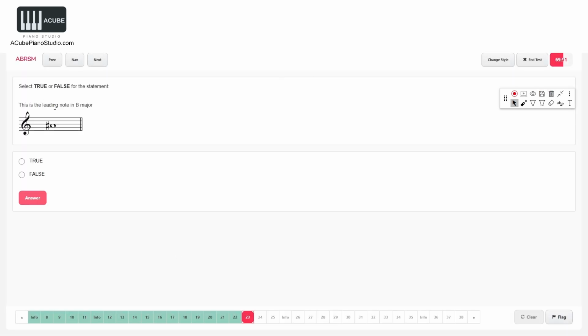Okay, next, this is the leading note in B major. So the leading note is the 7th note, right? So let's count. B is 1, C is 2, D is 3, E is 4, F is 5, G is 6, A is 7, so it's A. Next, in B major, there is a key signature of F sharp, C sharp, G sharp, D sharp, A sharp. So it should have a sharp. So yes, it is true.